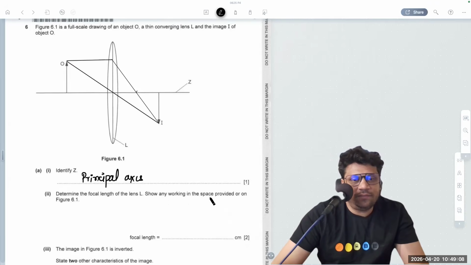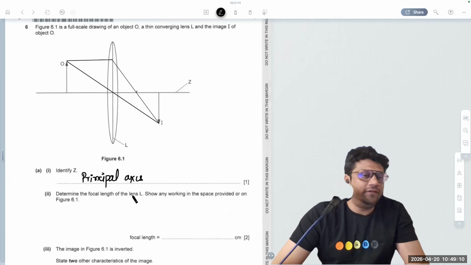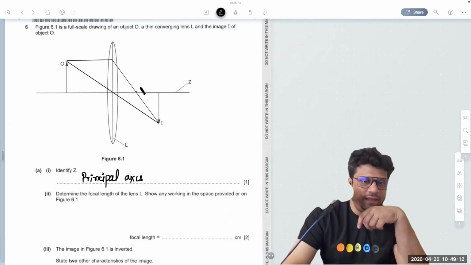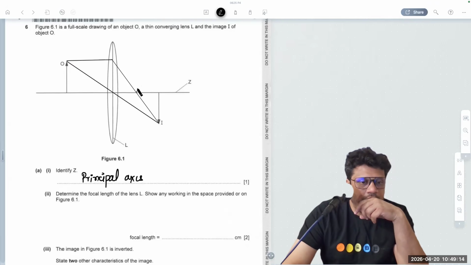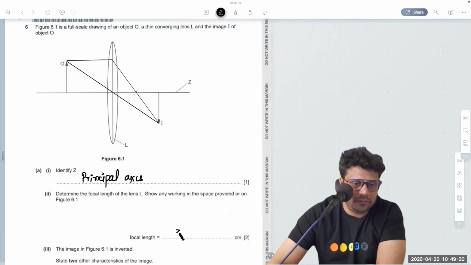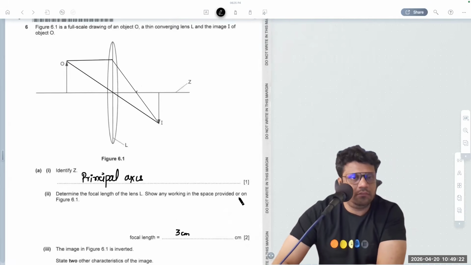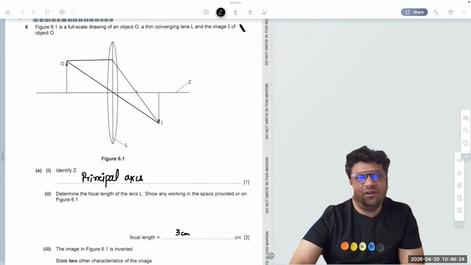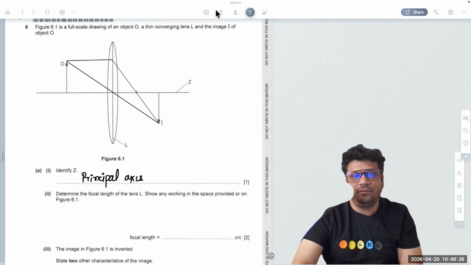Show any working in the space provided or on the figure. Well, we just did that. That's where focal length must come out to be about 3 centimeters. I think so. 1 or 2, maybe 2 centimeters. I don't know. Somewhere around that.